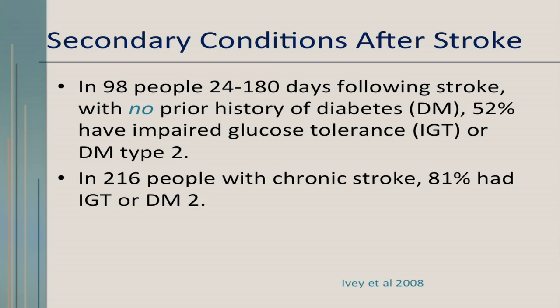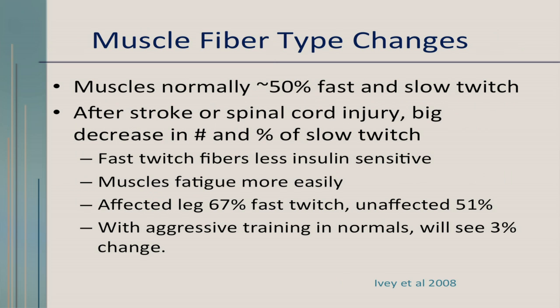Also, they found that in 216 people with chronic stroke and no previous history of diabetes, that 81% of them had impaired glucose tolerance or diabetes type 2. So this is a huge percentage of increase after stroke. They're attributing this quite a bit to muscle fiber changes, so let's talk about this for a minute.